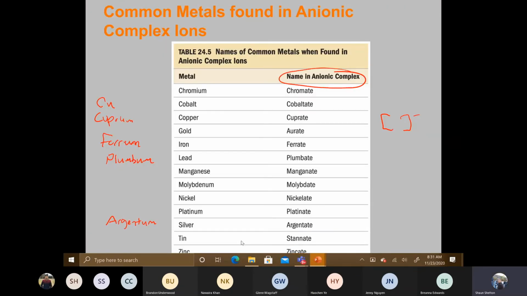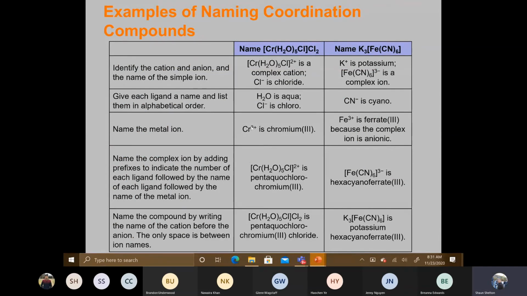All right. So looking at two examples here. These examples are found in your textbook. So we'll look at this one first.